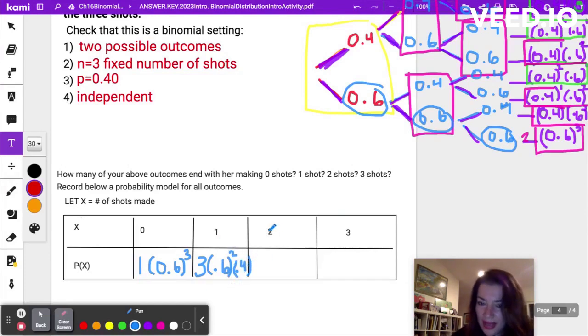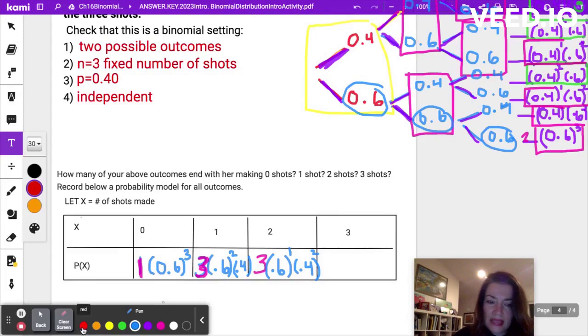In how many ways can you make 2 shots and miss 1 shot? Let me highlight. This will be 1 way of making 0 shots, 3 ways making 1 shot and missing 2 shots, and there are 3 ways of making 2 shots. That means if you make 2 shots, you miss 1 shot. So I'm going to write you miss 1 shot, so that's 0.6. 0.6 always represents missing a shot, and 0.4 always represents making a shot. Probabilities multiply each other. You're going to make 2 shots, you're going to miss 1 shot, and there's 3 ways that could happen.